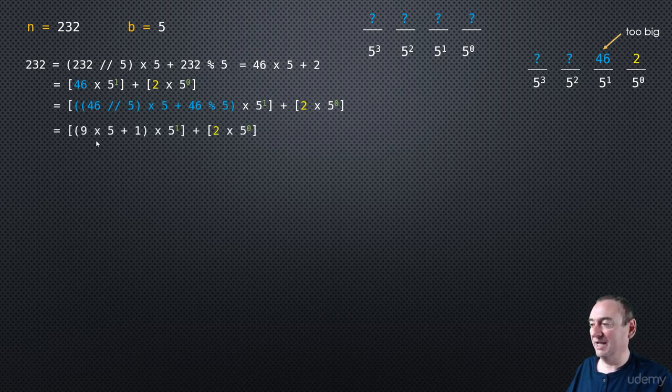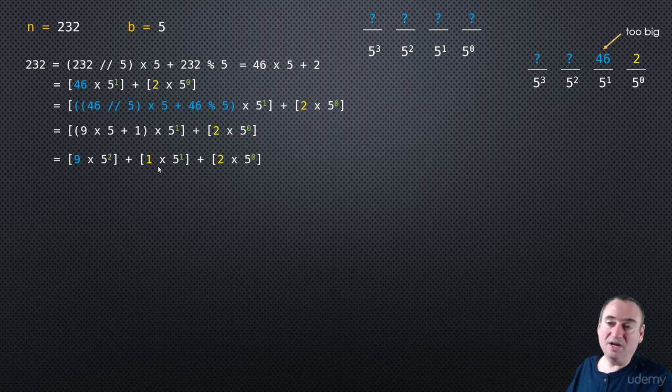So let's rewrite that slightly. Let's do the calculation first. 9 times 5 plus 1, right? 46 div 5 is 9, and 46 mod 5 is 1, times 5 to the 1. So now we're going to multiply that out. We have 9 times 5 times 5 plus 1 times 5. If we split that up, we get 9 times 5 squared, plus 1 times 5, plus the remaining expression. And as you'll notice, we now can write our base 5 number this way. We have 9 5 squares, we have 1 5, and 2 units.